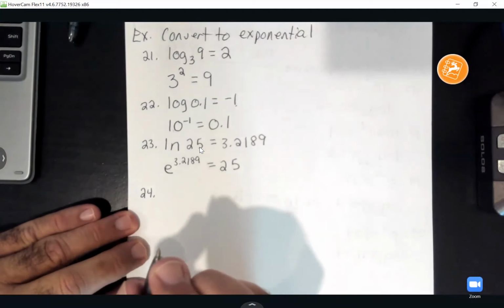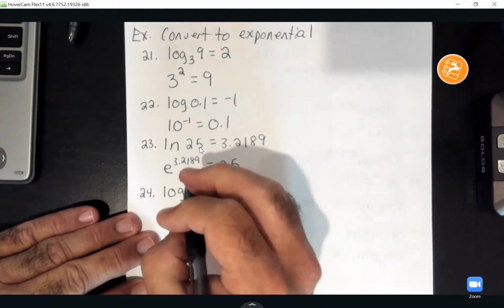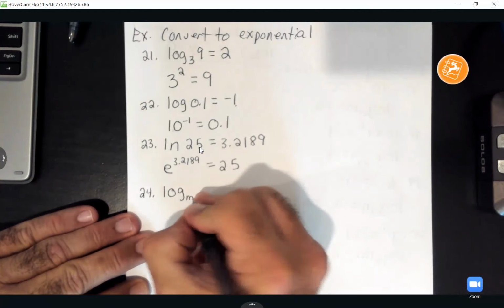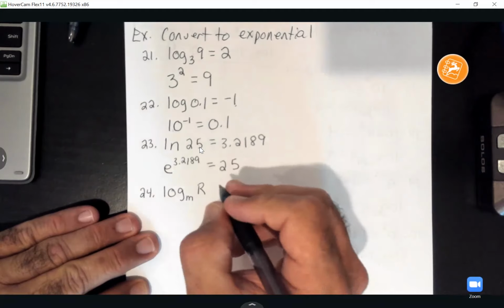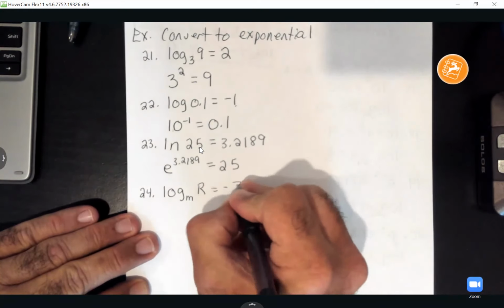All right, y'all, one more of those. Log base m of a capital R equals a negative z.